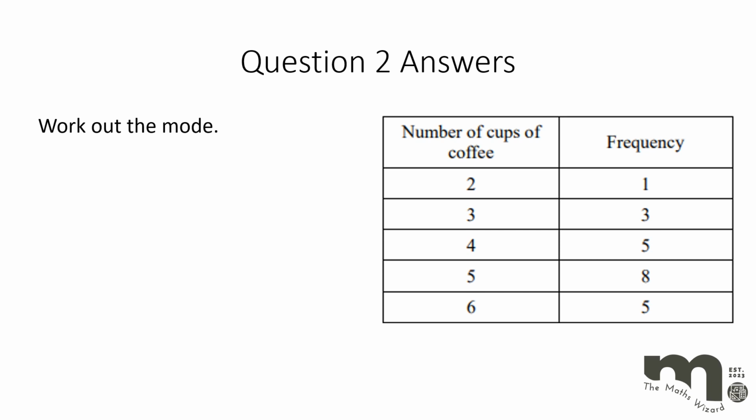Right, let's take a look at the mode. So the mode, remember, is the most common value. So if we take a look at this, we've got the mode there. So the mode number of cups of coffee is 5 because this has a frequency of 8, which is the highest frequency.